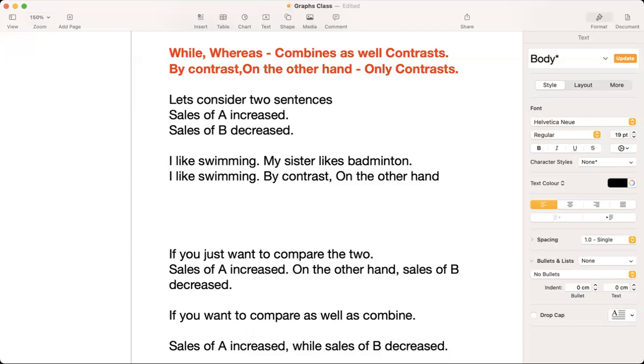I'll say, I like swimming, full stop. I'll end that sentence. Then I'll start a new sentence. So here I'm starting a new sentence by writing by full stop. And then I'll start a new sentence by writing by contrast. My sister likes badminton. This is by contrast and on the other hand. They do not join sentences. These do not join sentences. They are used to make a new sentence. Okay. Is it clear?